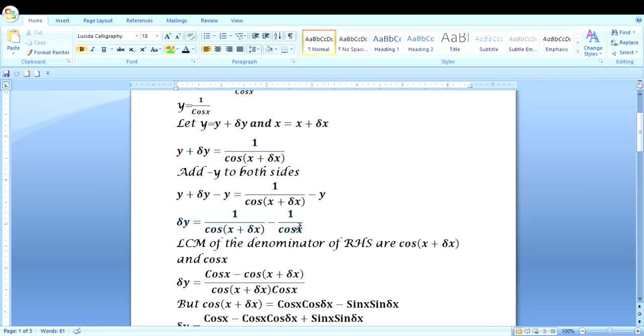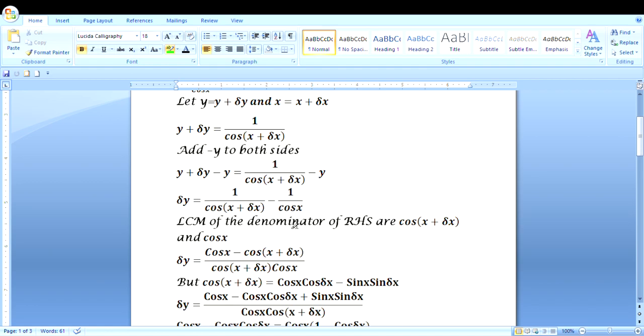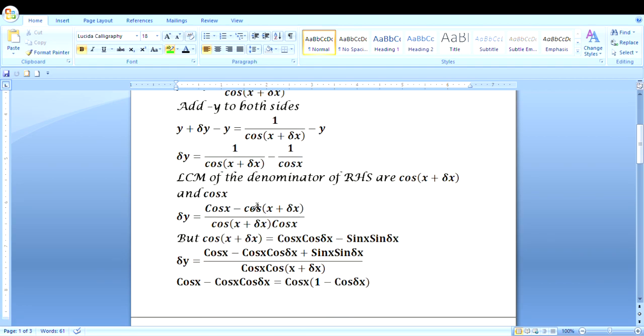Now let's look for the LCM. Here we need to simplify this by looking for the LCM of the denominators of this fraction, which is cos of x plus delta x and cos x. By multiplying through by the LCM, cos x will multiply 1 and cos of x plus delta x will multiply minus 1, and the numerator becomes cos x minus cos of open bracket x plus delta x. So the denominator is now cos of x plus delta x times cos x.